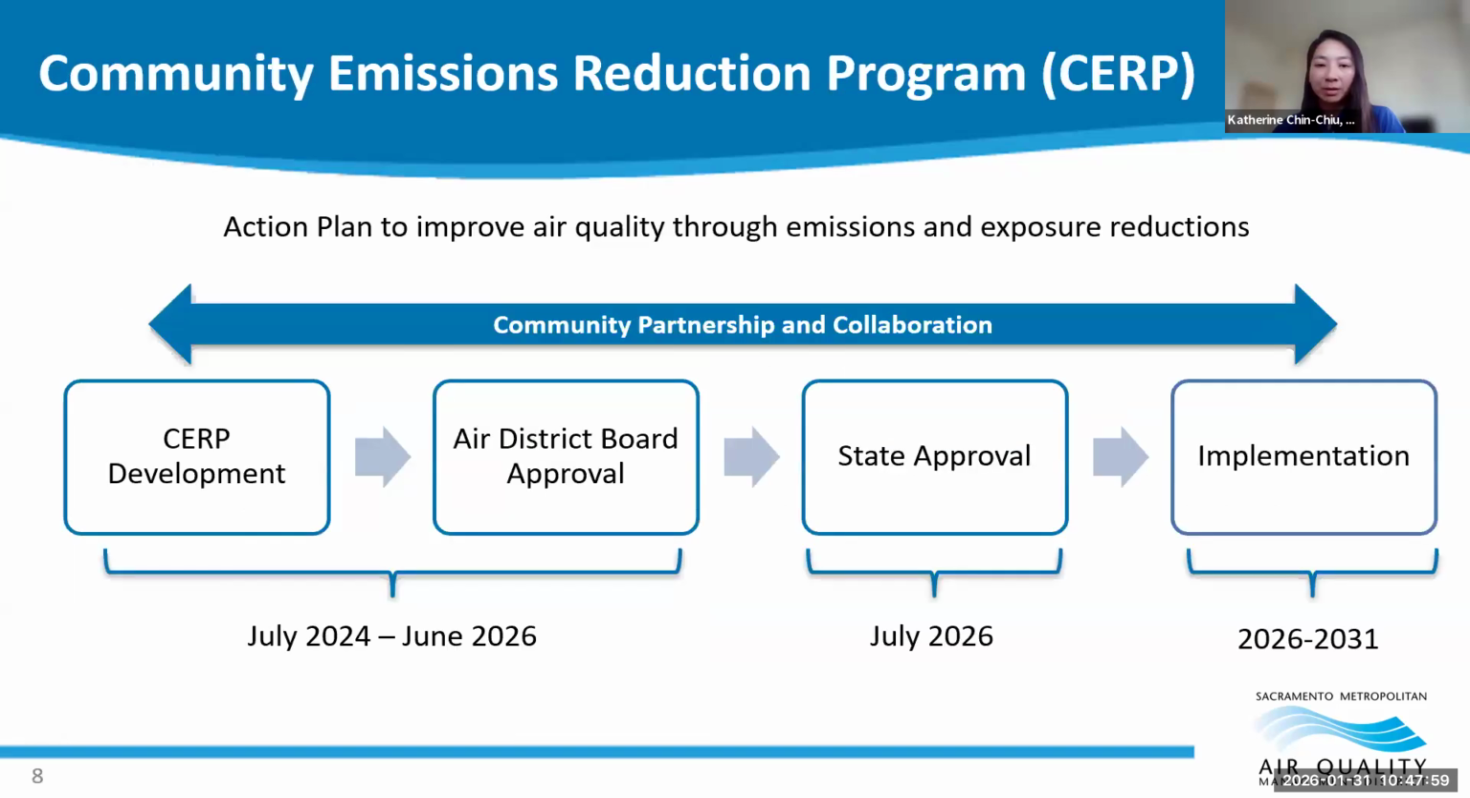Okay, moving on to slide 8. About a year and a half ago, the state designated the South Sacramento Florin community to develop a community emissions reduction program, or a CERP plan, to submit to the state. This is an action plan meant to improve air quality through emissions and exposure reductions.